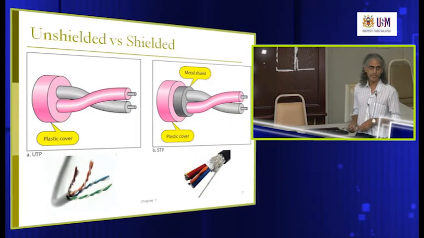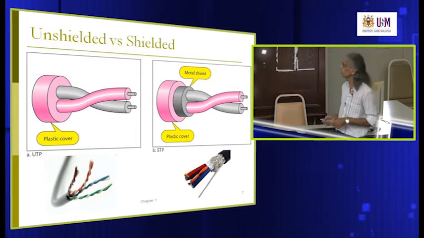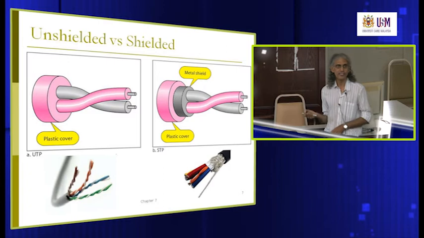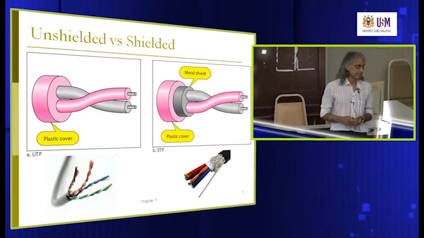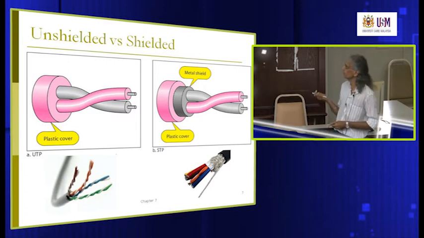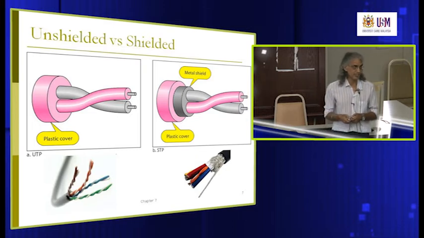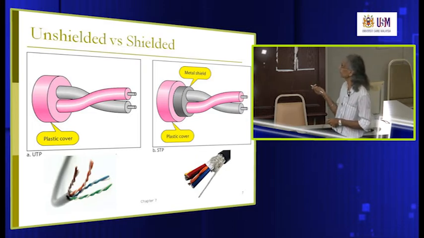We have two types of twisted pair cables. We call them the unshielded twisted pair, UTP, and the shielded twisted pair, STP. The difference is that one has more protection than the other. The unshielded is basically just two wires with a simple insulator, put inside a cable sheath. The shielded twisted pair has an extra level of protection, a metallic layer like a wire mesh. The unshielded is very simple and straightforward, with not much protection.